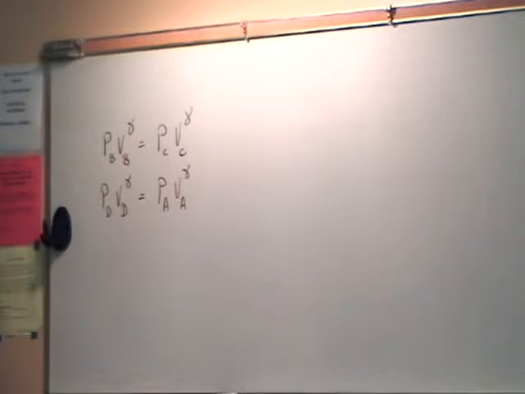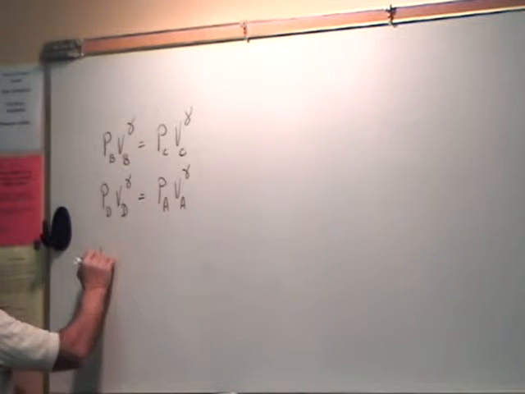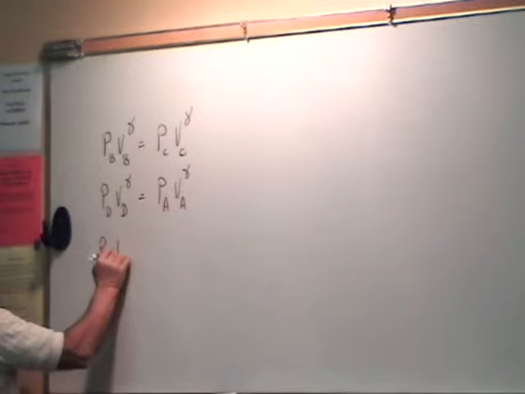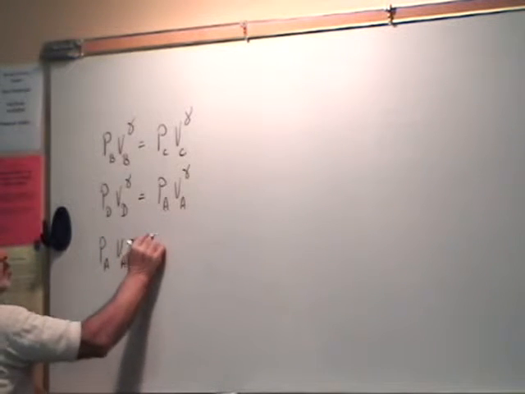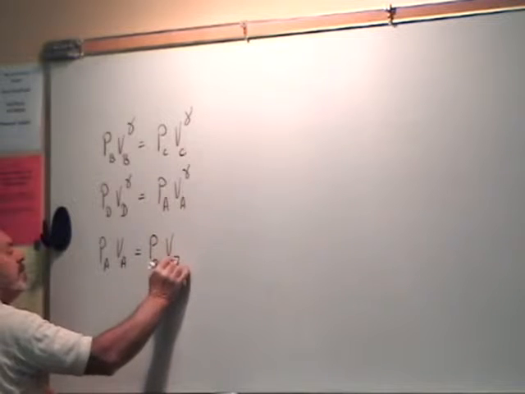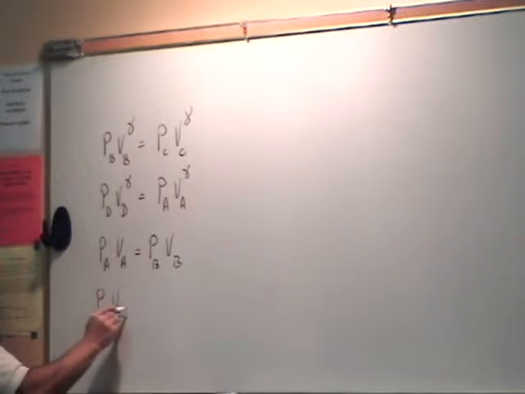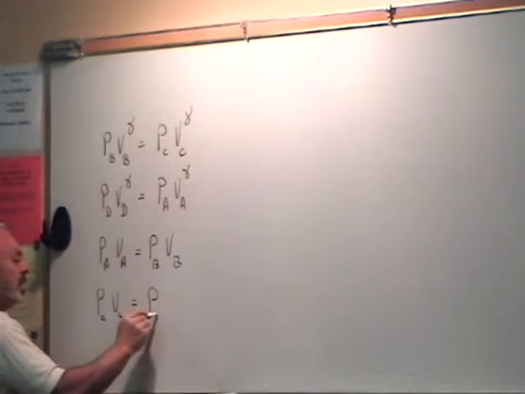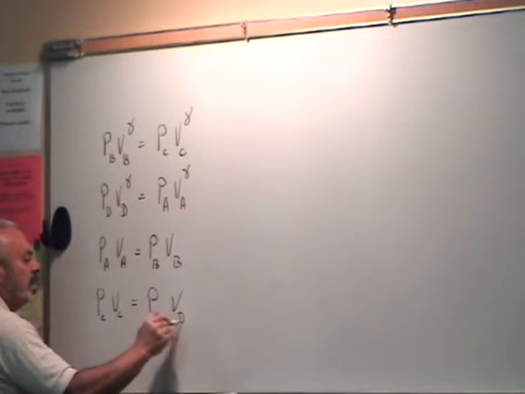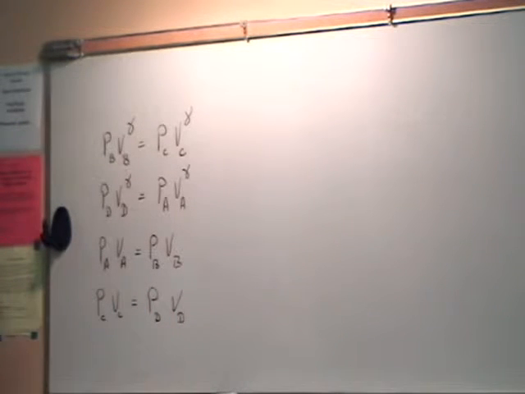There are two other processes, both of them isothermal. Since they're isothermal, you'll notice A to B, an isotherm. So it's going to be P_A V_A = P_B V_B. And also the other isotherm is C to D. So P_C V_C = P_D V_D.